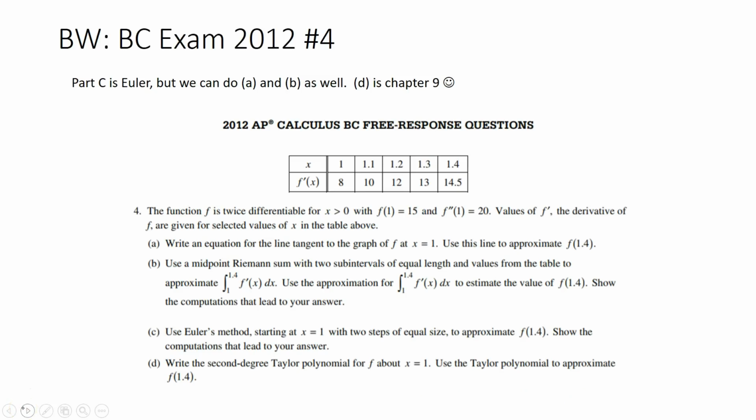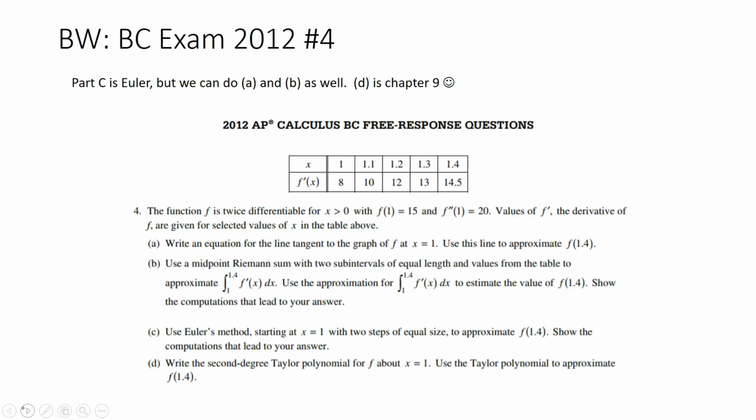So to warm up a little bit, I want you to try a free response question from 2012. And we can do A, B, and C. So if you want to try A, B, and C, you can. I will kind of go through A and B a little bit, and then C, I'll go through Euler's method. This is a no calculator problem. So give it a shot without a calculator. Do as many of the parts as you want.